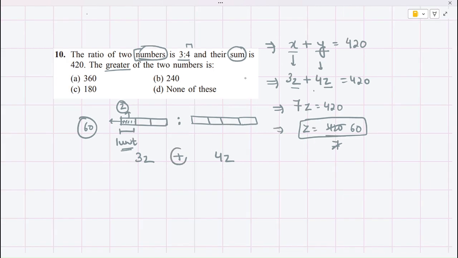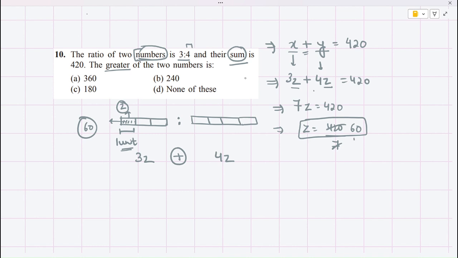Now here we use the plus sign, we did the addition here because the sum is being talked about. If we had been given some other clue, for example their difference, or product, or anything else, then we would have used a different kind of method or way, right? Now they're saying the greater of the two.